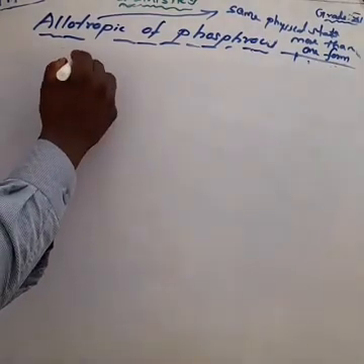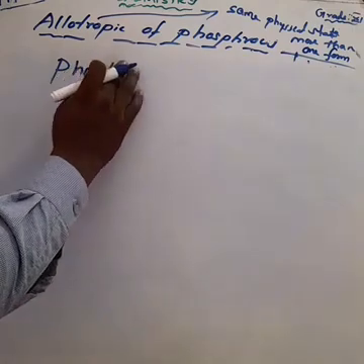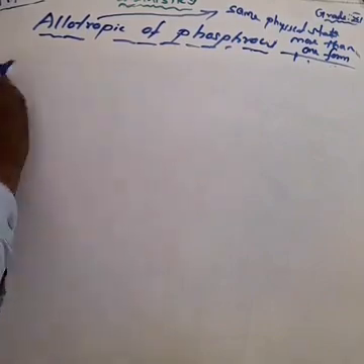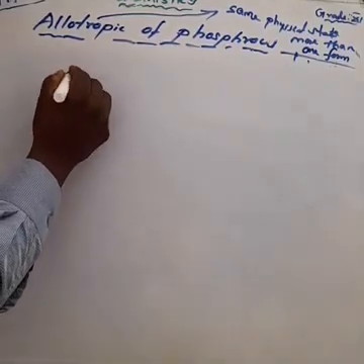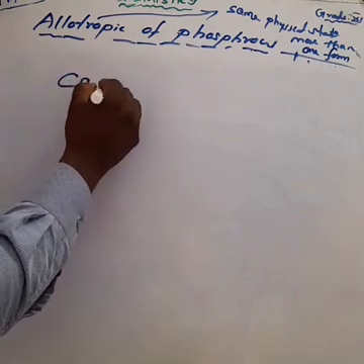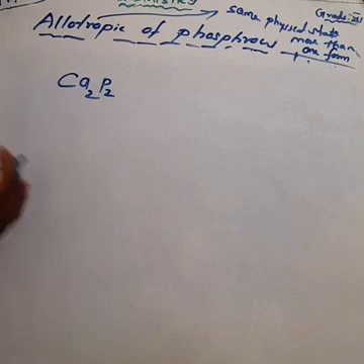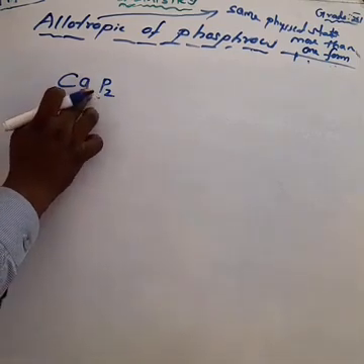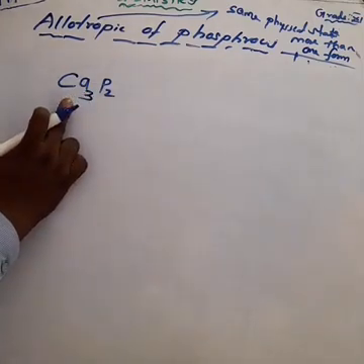Next, four other methods of preparing phosphine. First one, calcium phosphide. Calcium phosphide undergoes hydrolysis with water, and we get phosphine and also calcium hydroxide. We can write the equation. What is the formula of calcium phosphide? Calcium phosphide is Ca3P2.